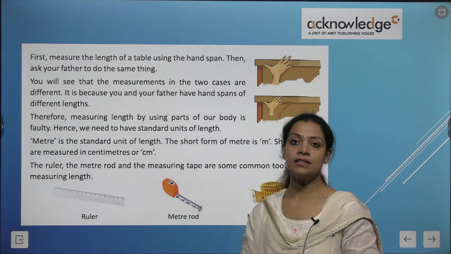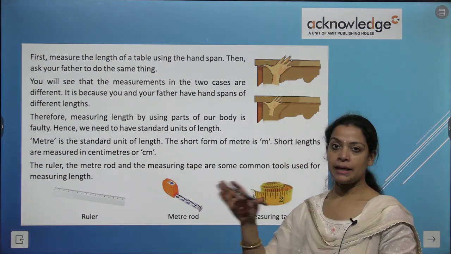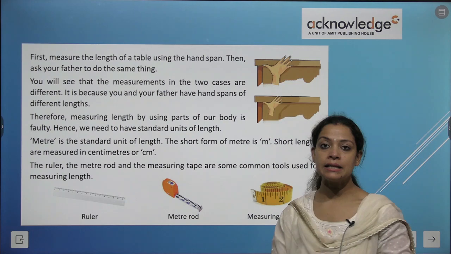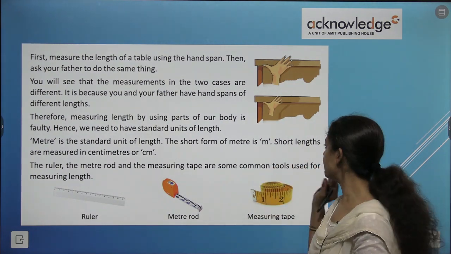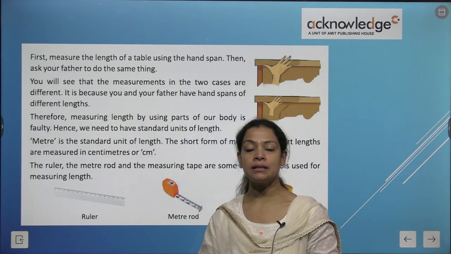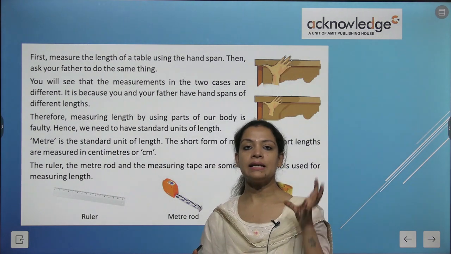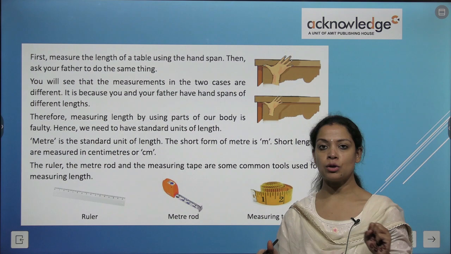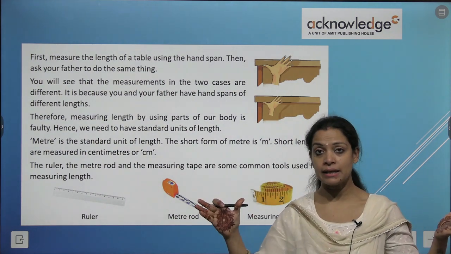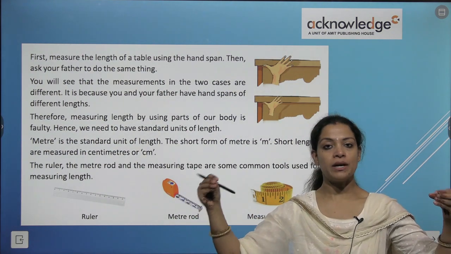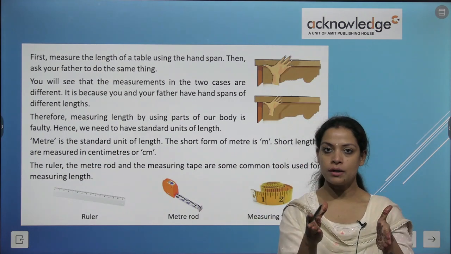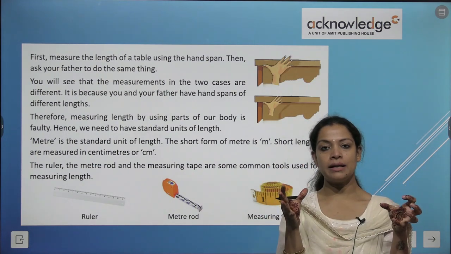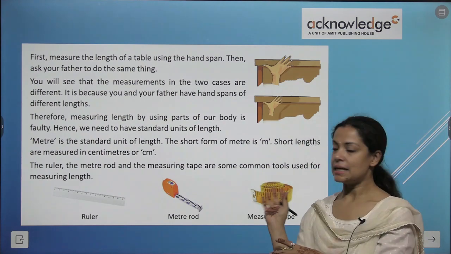So we need standard units of length. Meter, M-E-T-R-E, meter is the standard unit of length. The short form of meter is small m, and short lengths are measured in centimeters. So meter एक standard unit बना दिया गया है. So anything you have to measure lengthwise, we'll use the inch tape or measuring tape and we'll say कि ये इतना मीटर है. Suppose हमें shorter distance या shorter length चाहिए, so we'll measure it in centimeters.